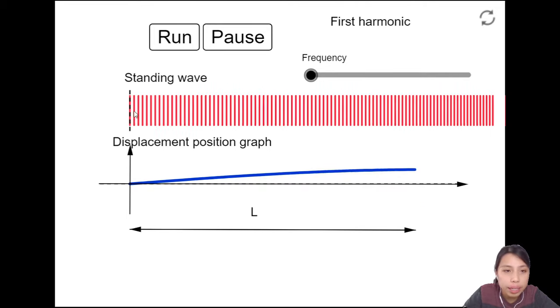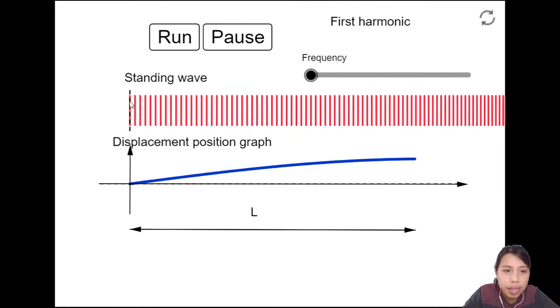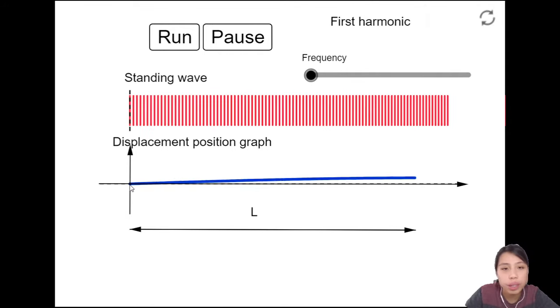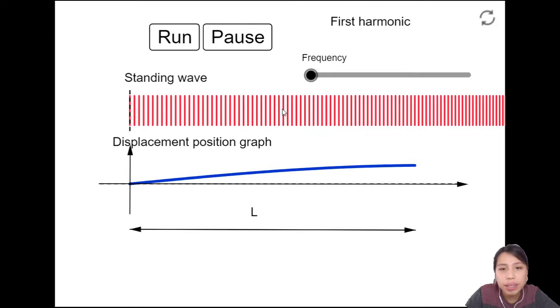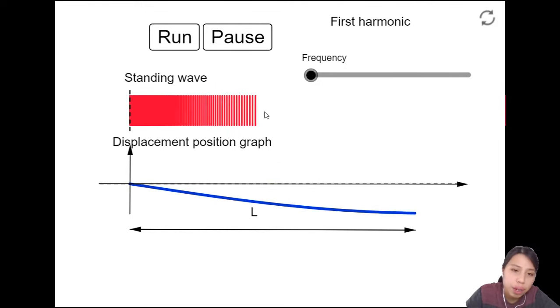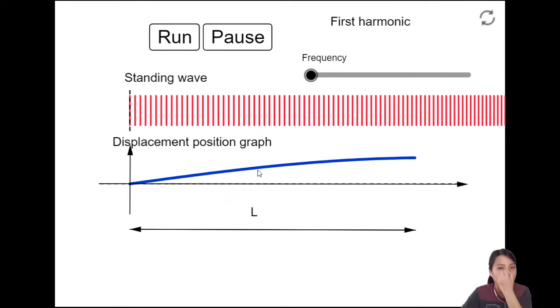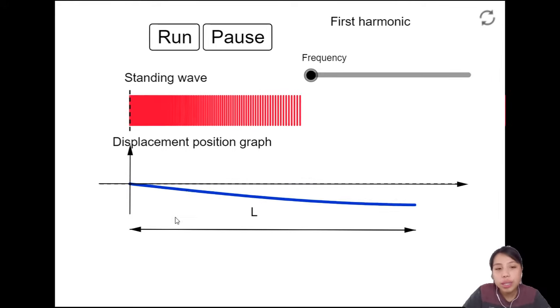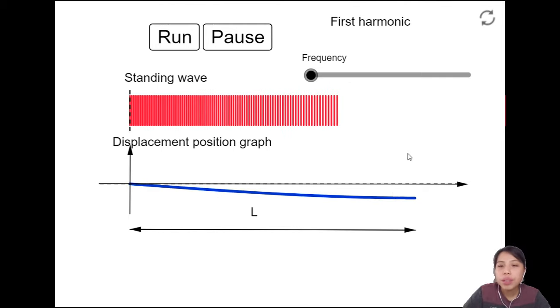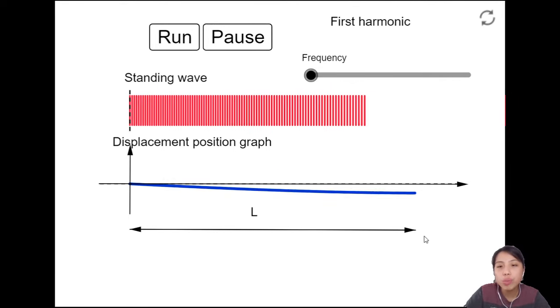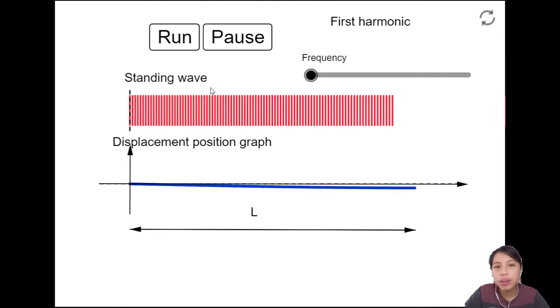So what does this graph mean? Well, you look at this particle here at this node. It's not moving. It's a node. So here the displacement will be zero, not moving at all. The other particles will move to the left, move to the right, move to the left, move to the right. So they have positive displacement, negative displacement, and so on. So this here on the left side is a node. On the right side here is an antinode. Most movement. Particles there will just move up, down, up, down.